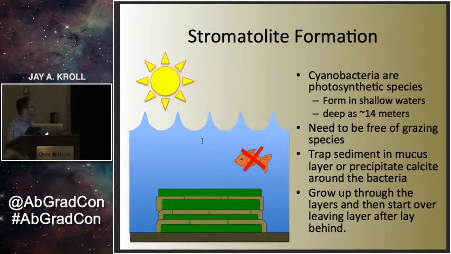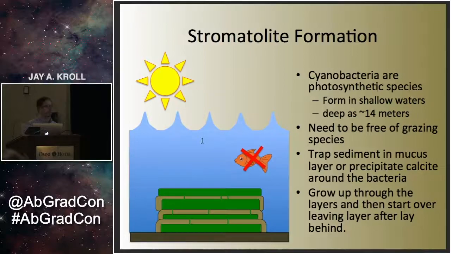But it's important that they need to be free of any sort of grazing species. So if anything eats them, then they can't build these rocks. That's very problematic in today's oceans. However, in the Precambrian, there weren't any fish or anything eating them, so we have a lot of them around. And you get them in all sorts of really interesting structures, from domes to columns to splitting columns.